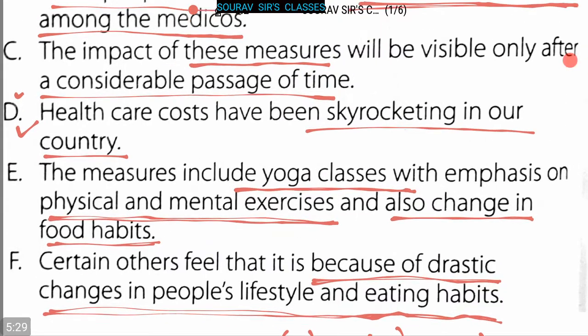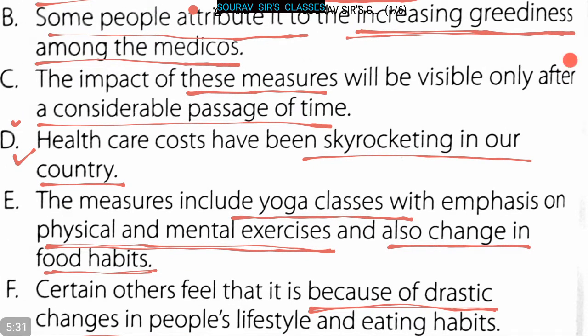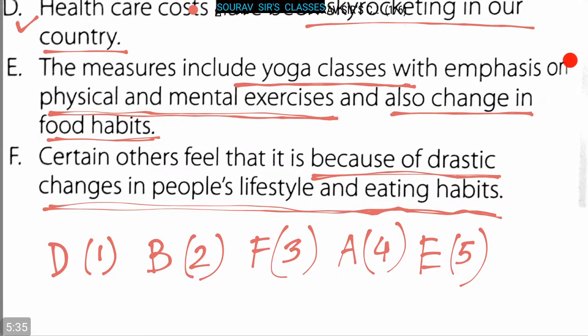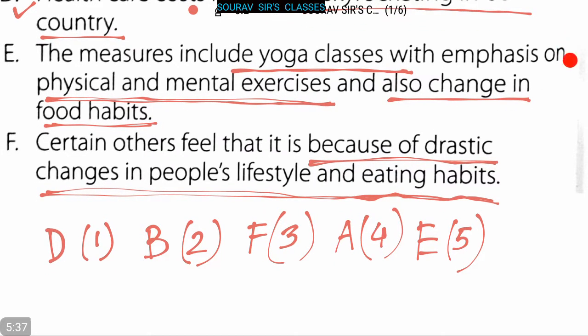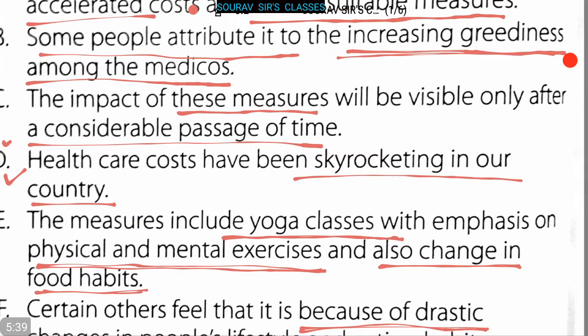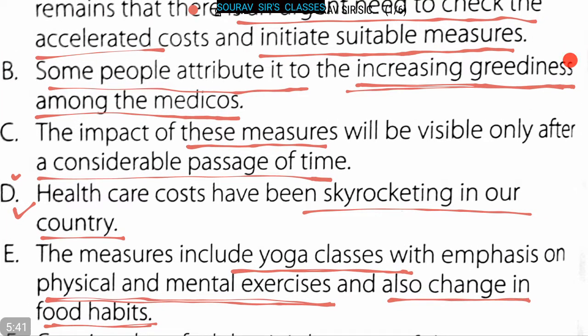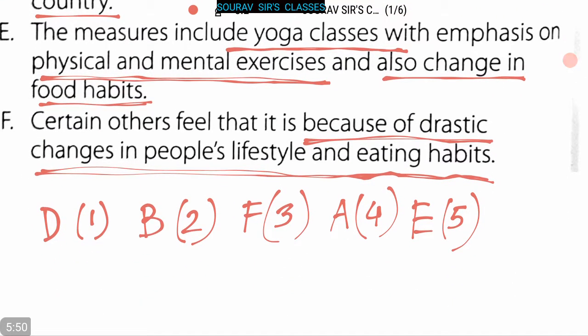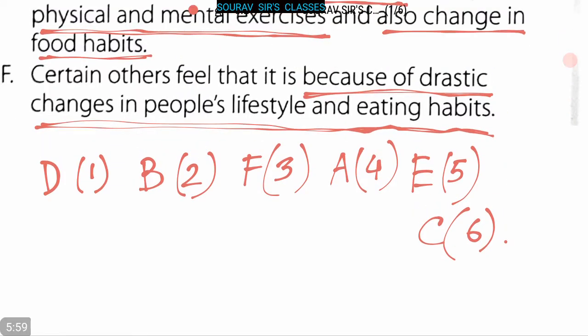And for the last one, that is the sixth one, let's take C. So the impact of these measures will be visible only after the considerable passage of time. So let's take C as the sixth one, or the last one. Now let's see what questions we have.